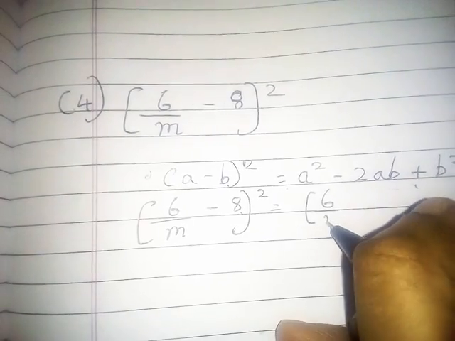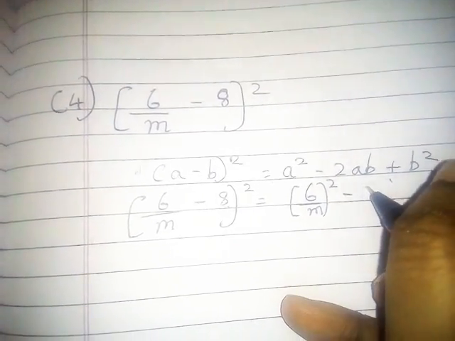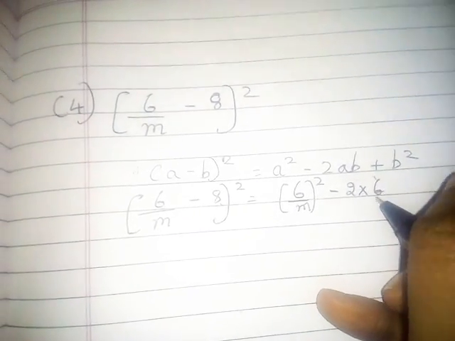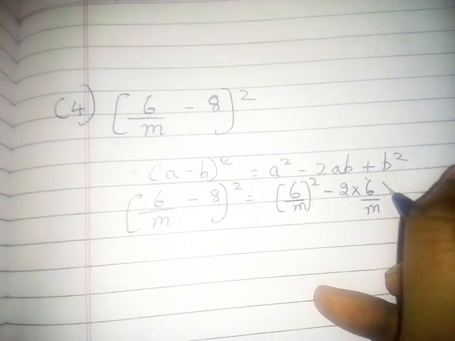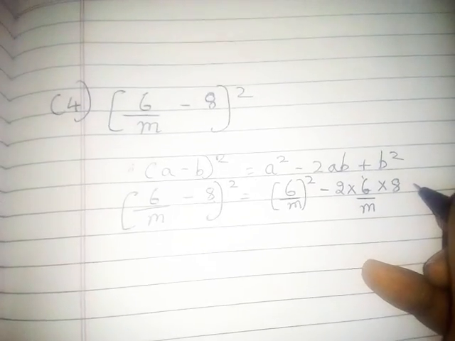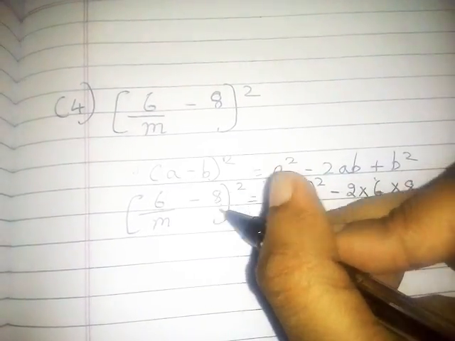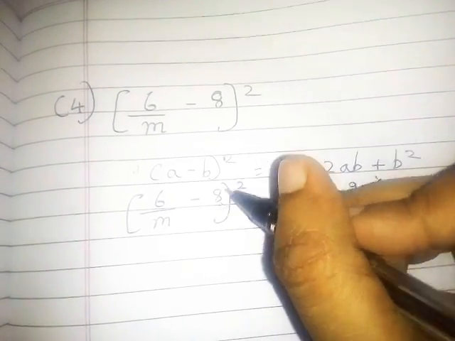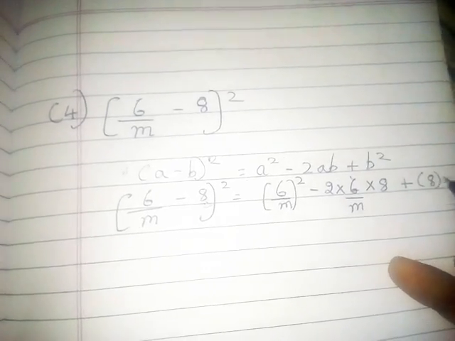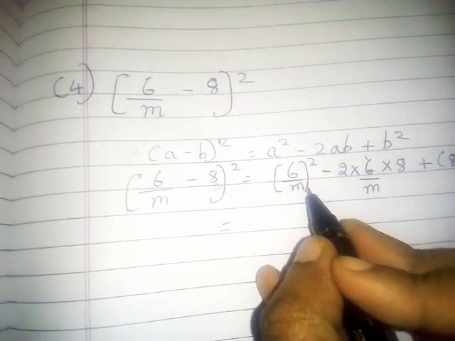6 upon m the whole square minus 2 into 6 upon m into 8. 2ab, in multiplication form you have to write. Plus b square, what is here? B is in which place here? 8. 8 is in b place. That is 8 square is equal to 6 square.